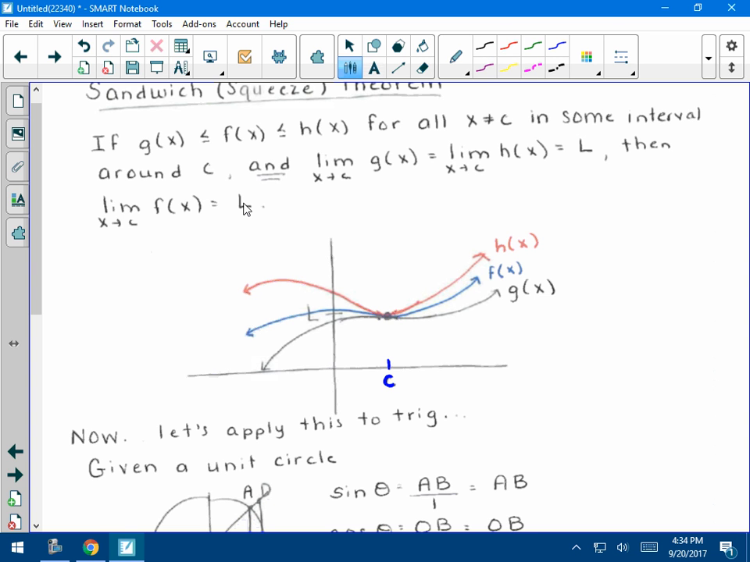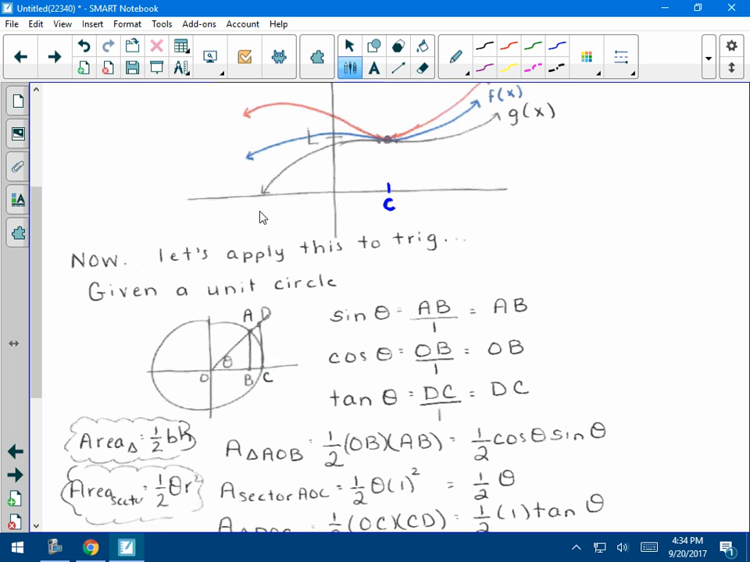Now let's see how we can use trig to show this. Remember the good old unit circle. So unit circle, remember unit just means the radius equals 1. So here's the unit circle. I've got some angle theta, and I make a triangle out of it. It intersects the unit circle at A. And if I drop it straight down, I'm going to call this point B.